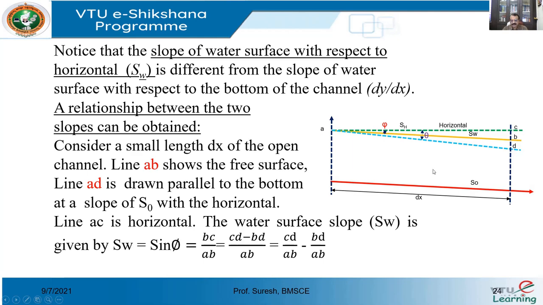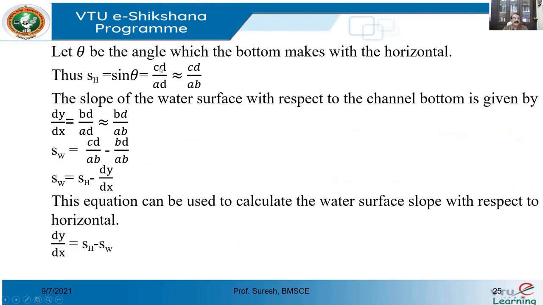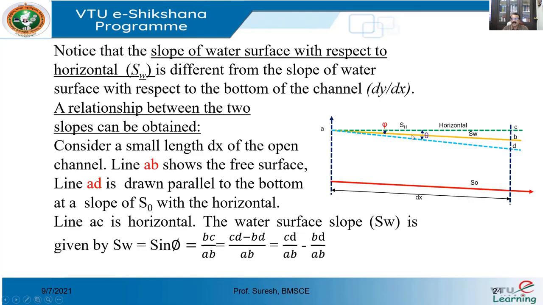Look at this: sine theta is equal to CD divided by AD. Now, if the bed slope is very small, sine theta can be written as CD divided by AB. In the bracket, you need to write, assuming that the bed slope is very small. Now, the slope of the water surface with respect to the channel bottom is given by, we'll go back to this.